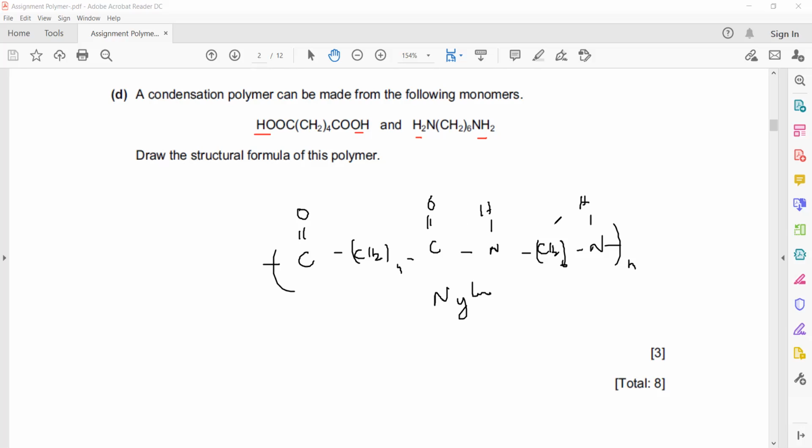The formation of the nylon. That carboxylic acid will lose its OH and the amine will lose one of its H.